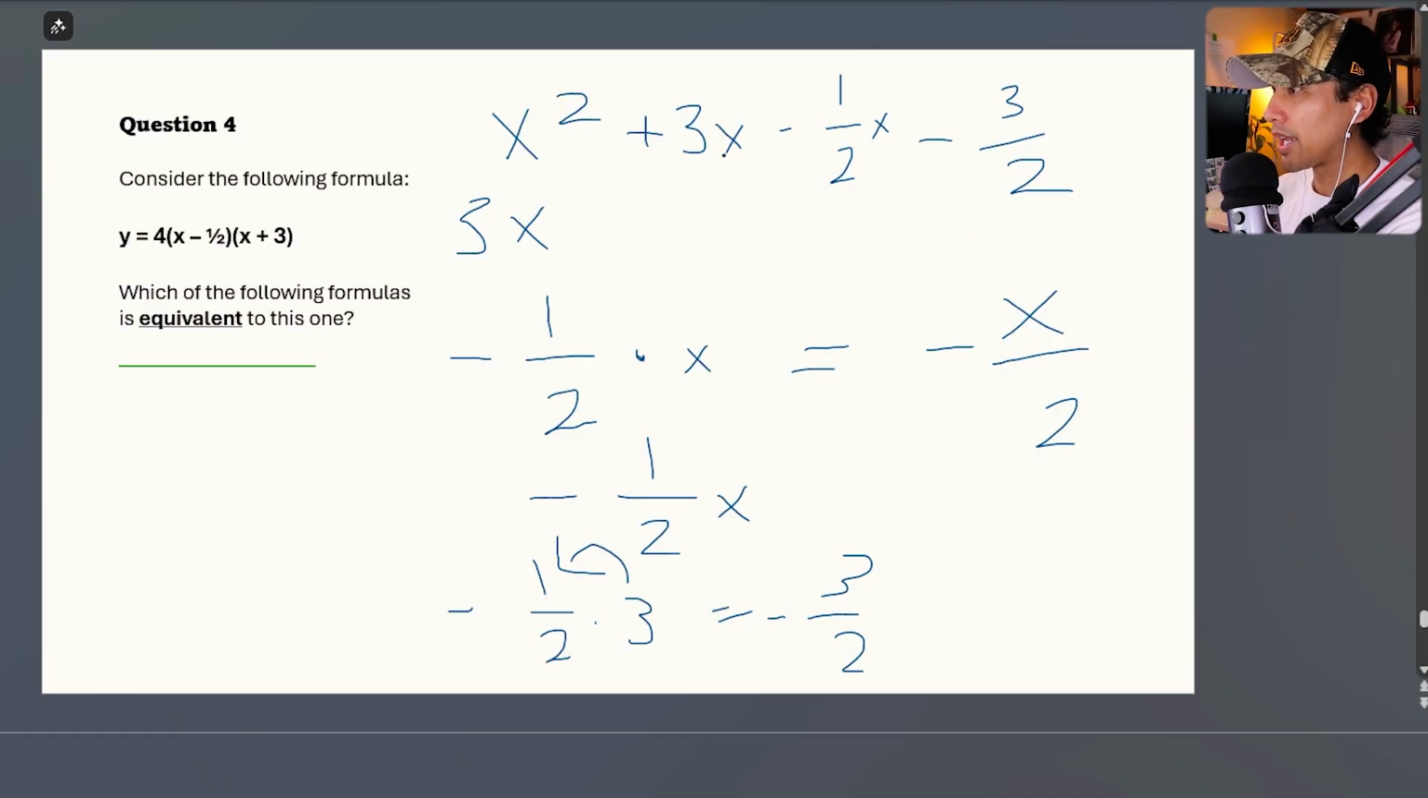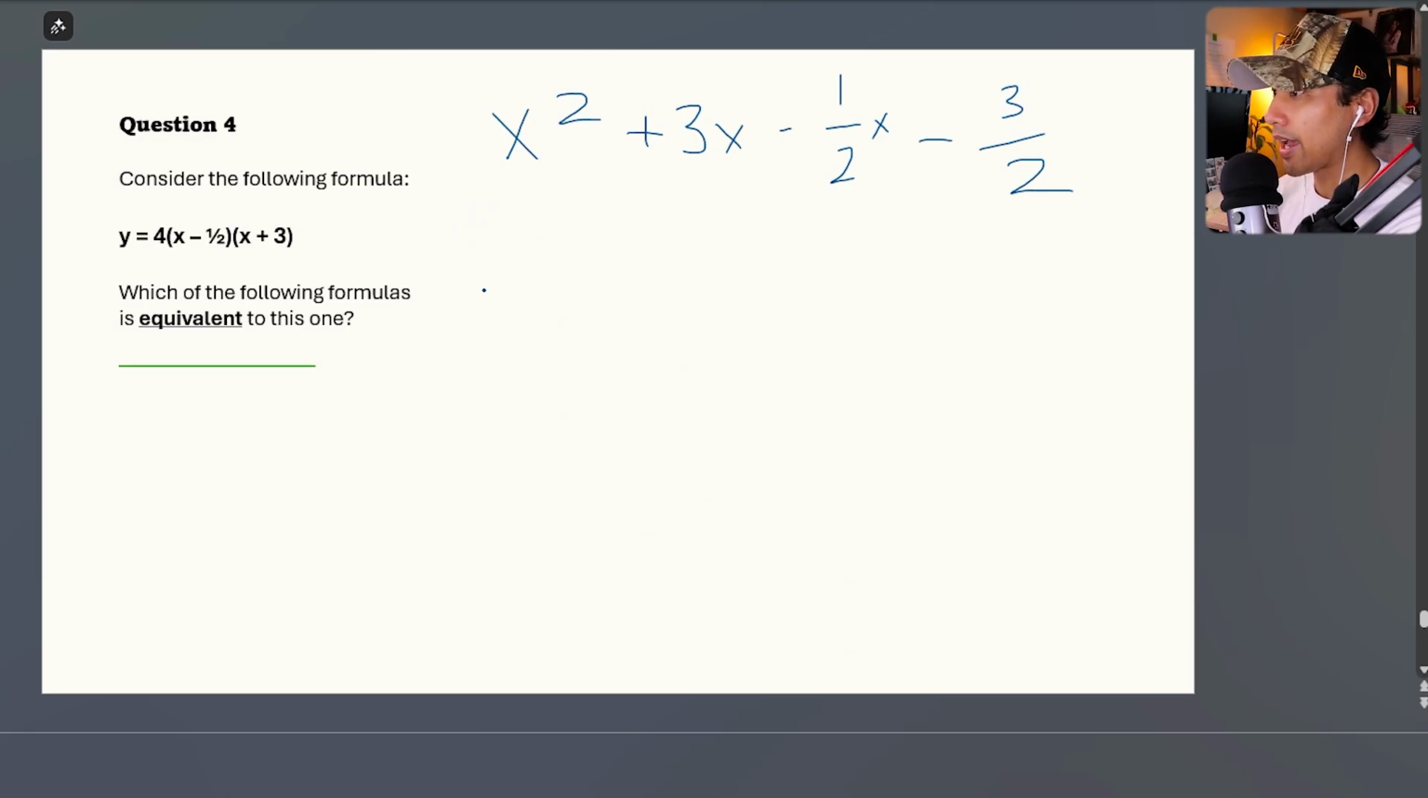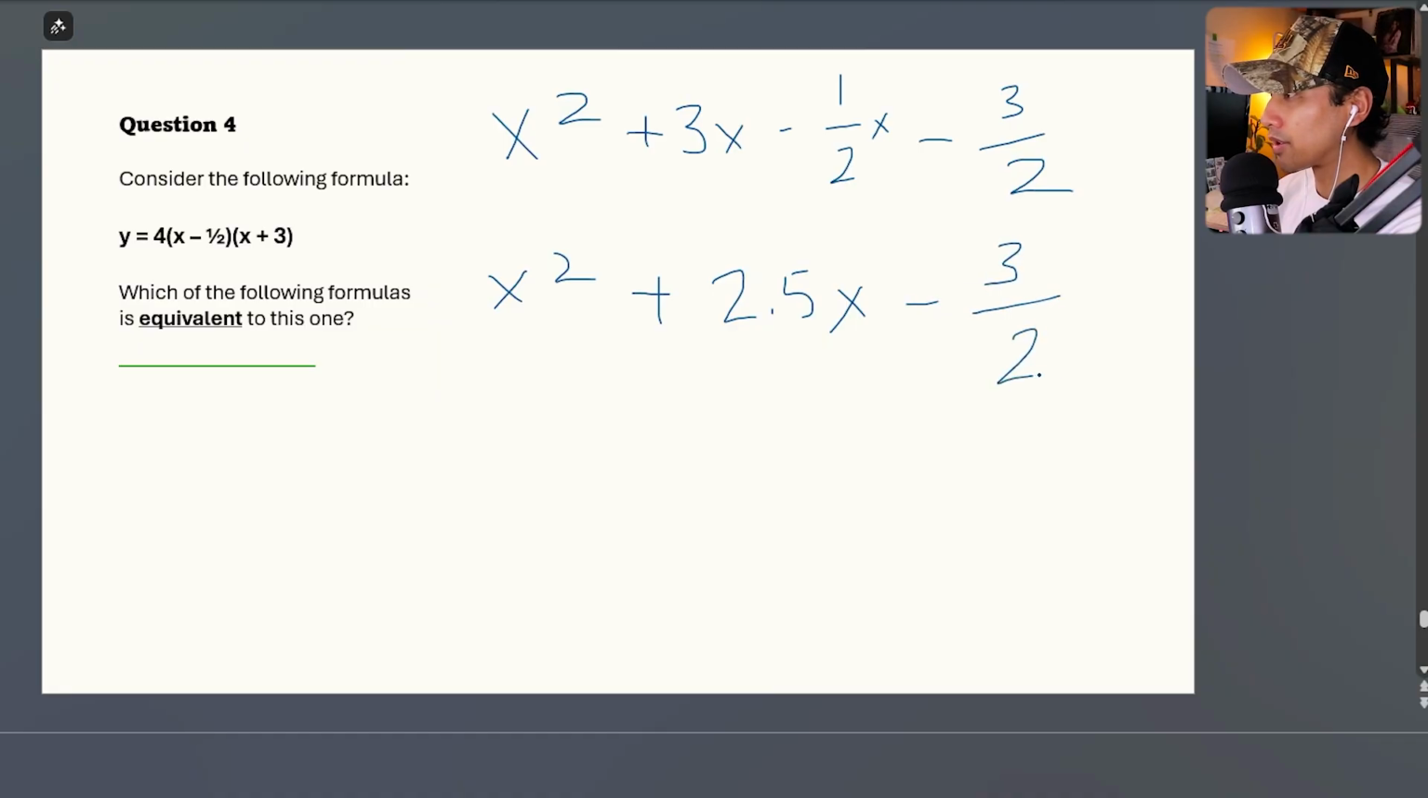Okay, so we have this. Let's combine our like terms. Okay, x squared. What is 3x minus 1/2 x? That equals positive 2.5x minus 3 over 2. Yeah, it's ugly. It's getting ugly.